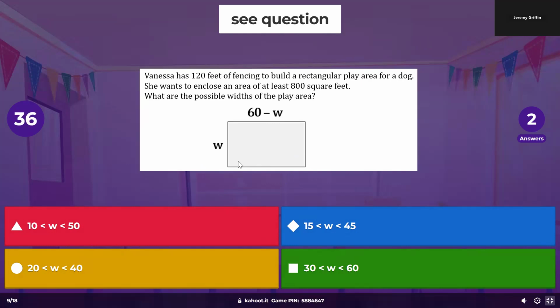Guys, what is the area of a rectangle? How do you find that? Yeah, like times what? So could you do W times 60 minus W? Okay. And that has to be greater than or equal to 800. Could you guys see that? Okay, so it would end up looking kind of quadratic, right? You could multiply everything out, get it compared to 0, factor it. That's probably what I would do. Could you use the quadratic formula if you wanted to? Yeah, you could do that too.